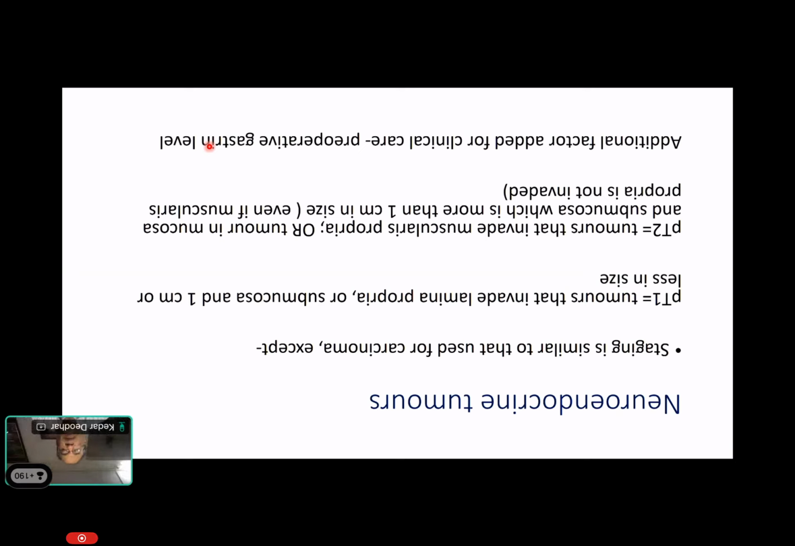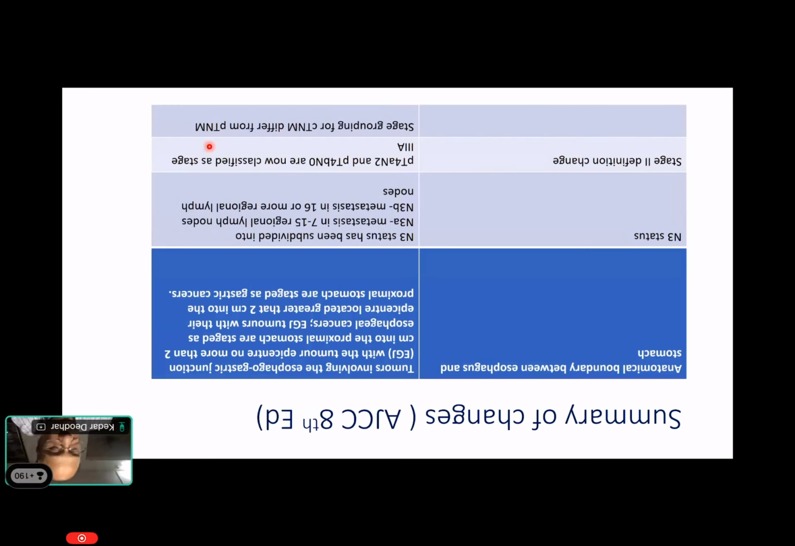Okay, so that's that. For neuroendocrine tumor, T1 stage is the same, and T2 is a tumor that invades the muscularis propria. But the only difference is that a tumor in the mucosa and submucosa which is more than 1 centimeter in size is called a T2 tumor in neuroendocrine tumor. So I think we can skip this slide. This is a summary of changes between the 7th and 8th classification in stomach.